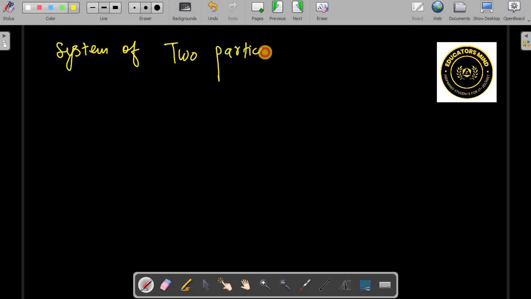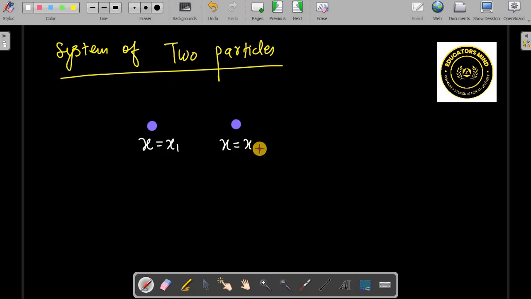Suppose we have a system of two particles, and let's say the two particles are lying along the x-axis. So you can take that one of the particles is here, another particle is here. They are only lying along the x-axis, so they will have only an x-coordinate. So you can say this x-coordinate is x1 and its x-coordinate is x2, and its mass is m1, its mass is m2. So definitely the center of mass will lie somewhere in between, right? Somewhere in between the center of mass will lie.